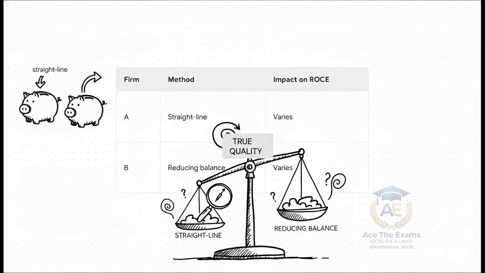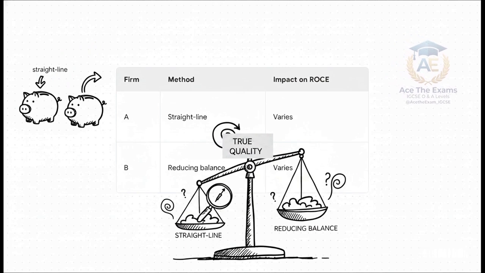Think about how different accounting policies heavily impact inter-firm comparisons. If Firm A uses the straight-line depreciation method and Firm B uses reducing balance, their net profits, and therefore their return on capital employed, are going to look completely different, even if their actual day-to-day business performance is identical. This is a classic evaluation trap. You have to look way beyond the surface numbers and truly analyze the quality of the profit being reported before you make any comparative judgments.